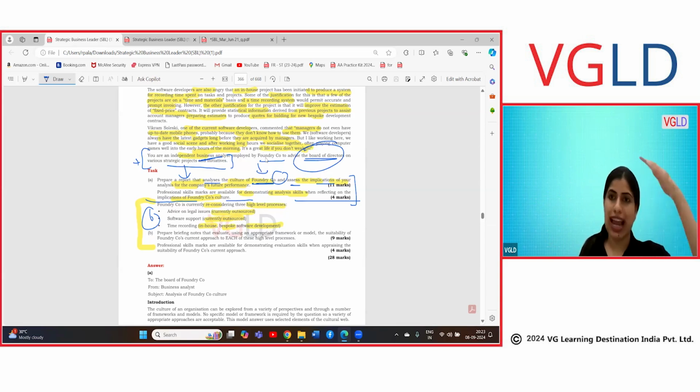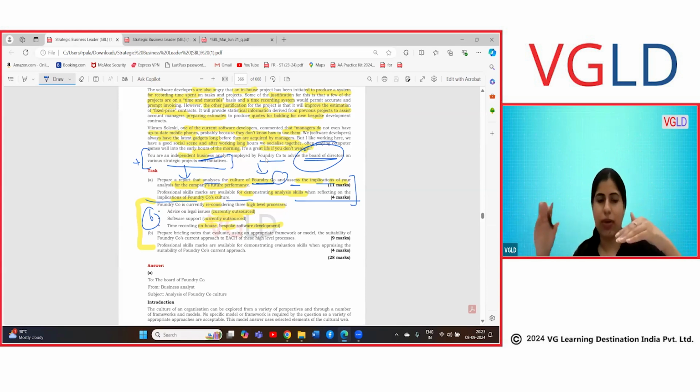You will be writing the report to the board of directors of the company, from the business analyst, then the subject analysis of that specific company, and then your introduction. Within 2 to 3 lines, you will give the introduction, linking from the scenario, and then write about the culture of that specific company. This should be your format. Because this is analysis skills, you will get 2.5 to 3 marks from this, and by writing the answer linked to the question, you will get full marks.